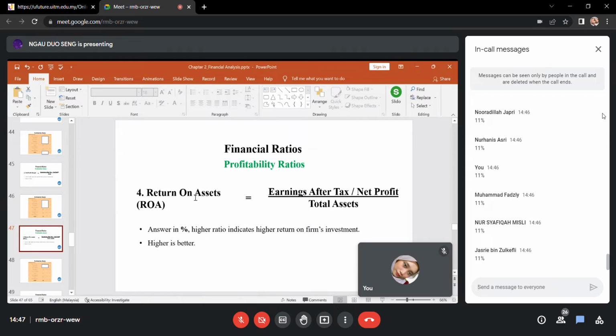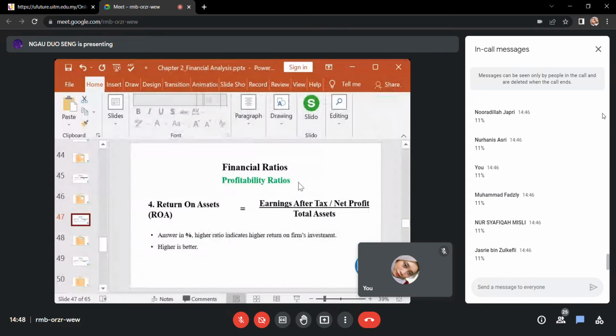Next, we calculate return on asset. So we have earning after tax or net profit divided by total asset. Answer in percentage, a higher ratio indicates higher return on the firm's investment. So higher is better for ROA. We use total asset to check how the assets generate the net profit. If your answer is higher, then it's good. Earning after tax, net profit, will be in the income statement and total asset in the balance sheet.